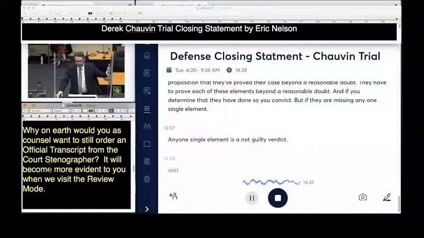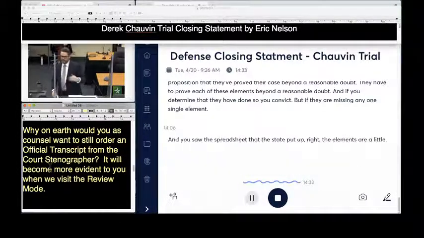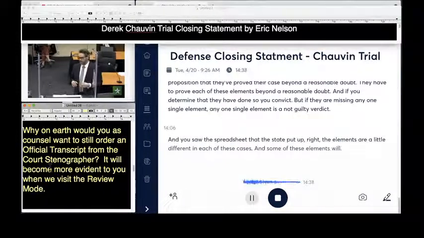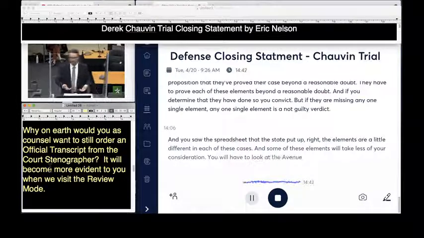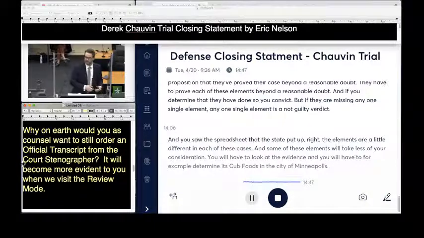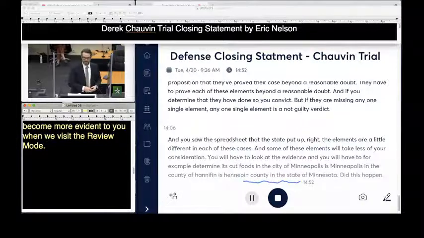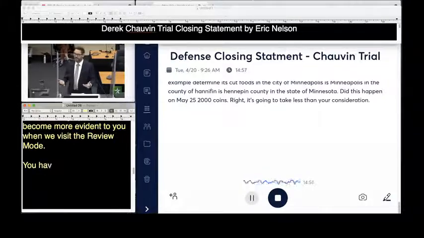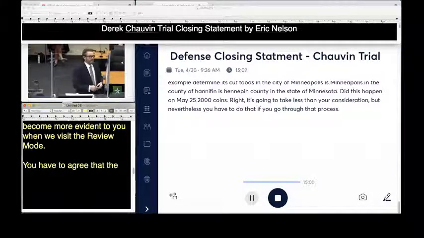And you saw the spreadsheet that the state put up, right? The elements are a little different in each of these cases. And some of these elements will take less of your consideration. You will have to look at the evidence, and you will have to, for example, determine: is Cup Foods in the city of Minneapolis, is Minneapolis in the county of Hennepin, is Hennepin County in the state of Minnesota? Did this happen on May 25th, 2020? Right? It's going to take less of your consideration, but nevertheless, you have to go through that process.